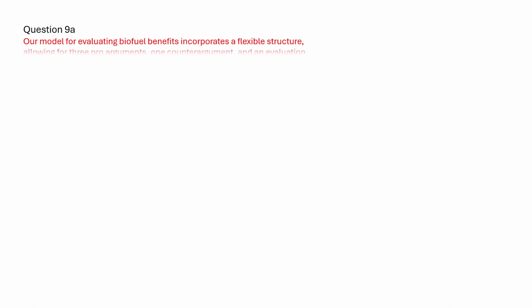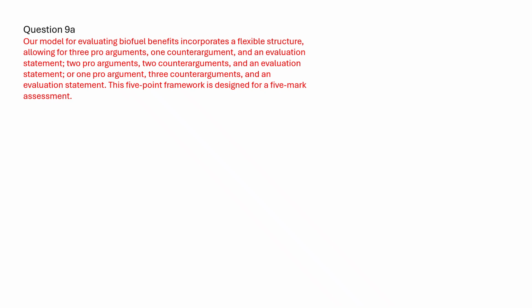Our model for evaluating biofuel benefits incorporates a flexible structure, allowing for 3 pro-arguments, 1 counter-argument, and an evaluation statement, 2 pro-arguments, 2 counter-arguments, and an evaluation statement, or 1 pro-argument, 3 counter-arguments, and an evaluation statement. This 5-point framework is designed for a 5-mark assessment.